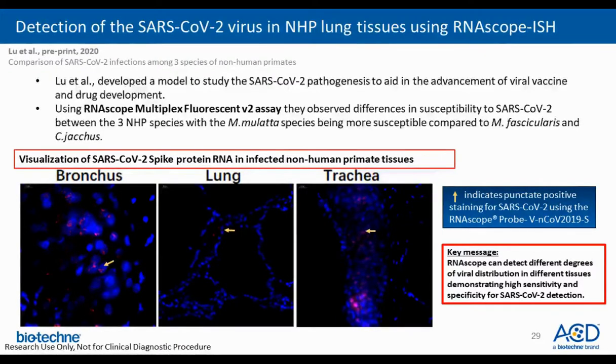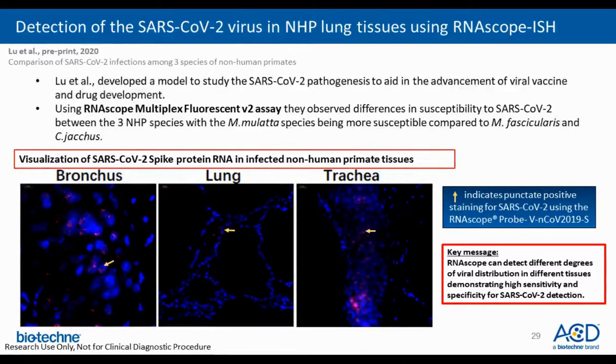So the researchers in this study evaluated various families of non-human primates to identify an accurate model to study the infection. They found that the M. mulatta was most susceptible to the infection compared to the M. fascicularis and the C. jacchus. The RNAscope fluorescent assay was used to visualize the SARS-CoV-2 S protein RNA in infected non-human primate tissues to detect different degrees of viral distribution in different tissues. This particular paper is actually a really good example of a probe design.